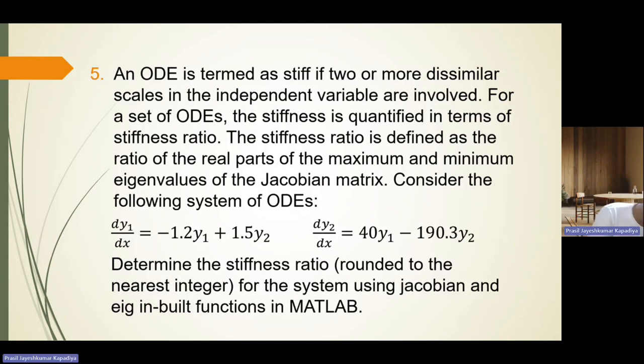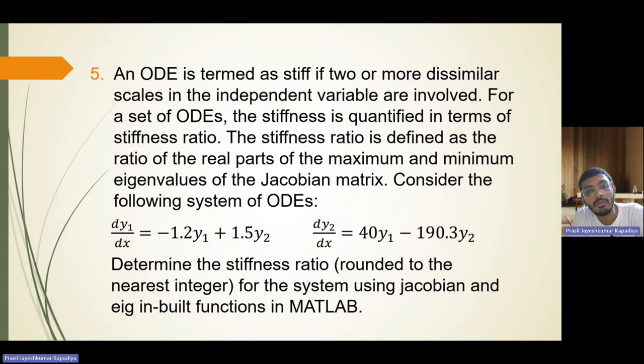Now let's move ahead with the next question. It says that an ODE is termed stiff if two or more dissimilar scales in the independent variable are involved. For a set of ODEs, the stiffness is quantified in terms of the stiffness ratio. The stiffness ratio is defined as the ratio of the real parts of the maximum and minimum eigenvalues of the Jacobian matrix. The Jacobian matrix we have already learned in the last-to-last class. So those who don't know the Jacobian, please follow that lecture.